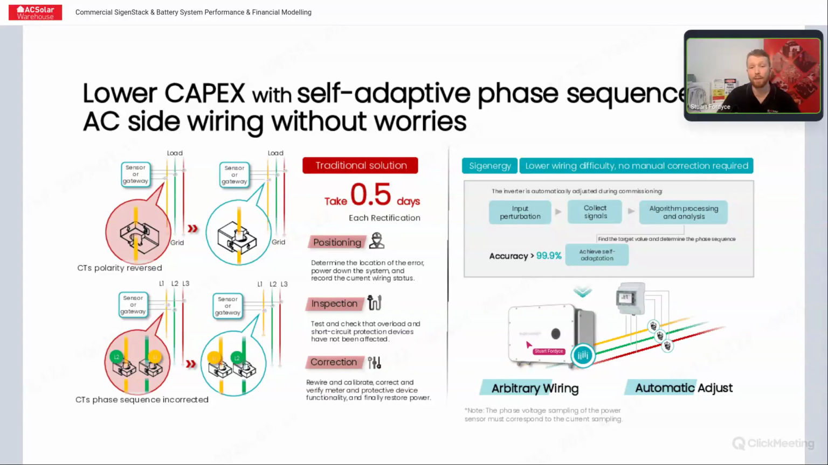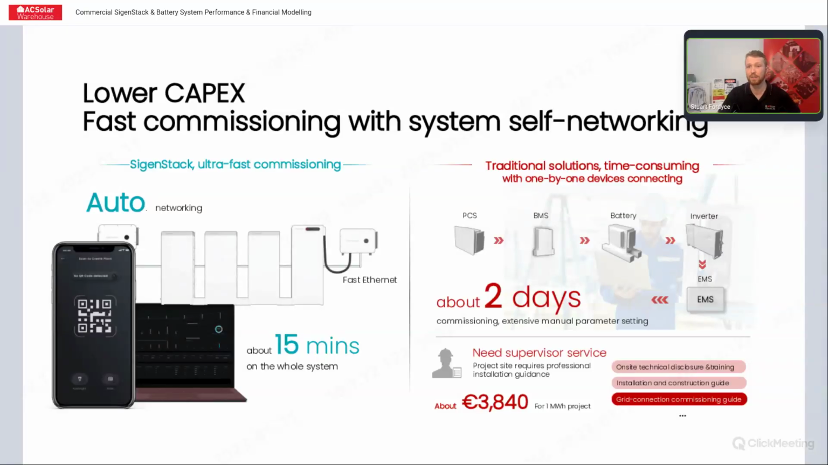In tech, the automatic phase sequencing or arbitrary wiring is something that can really save you if you've ever accidentally made a simple mistake on site that's reversible. It can save you a site visit. You can not only change this stuff remotely, change your phase sequencing on your CTs, but it can automatically detect it and automatically adjust it if you've made a mistake. And that can save you, like I said, a trip to site. It can also save you significant downtime on a site if it's a sensitive project.